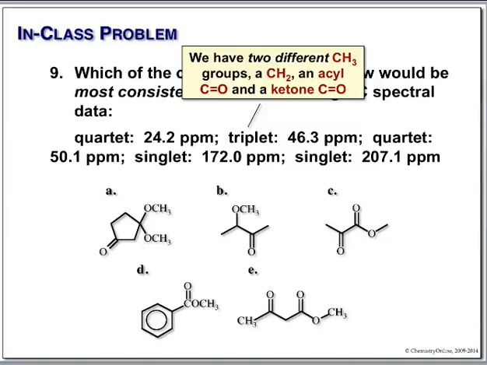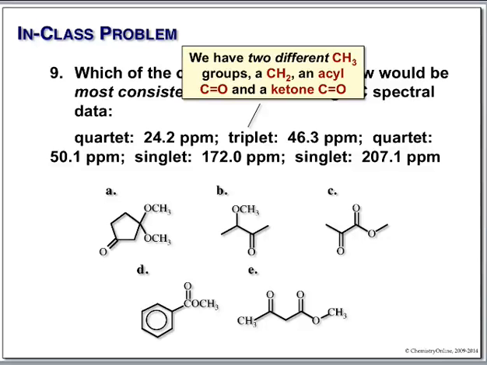We have a singlet here at 172. That's where we typically get acyl carbonyls. And we also have a singlet at 207. That should scream at you ketone carbonyl. So what we're looking for here is something with two methyls, a CH2, and two different carbonyls. Now if you think about it this way, we do have two methyls here, only one type of carbonyl though, right? That one's out.